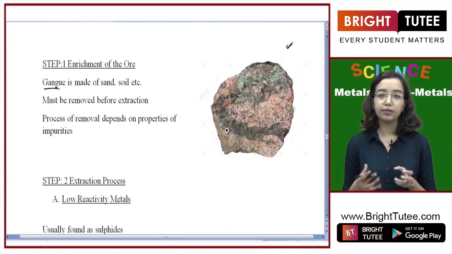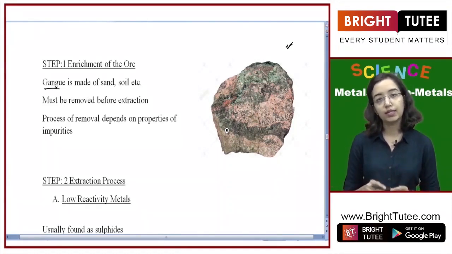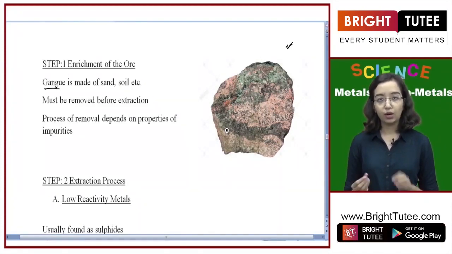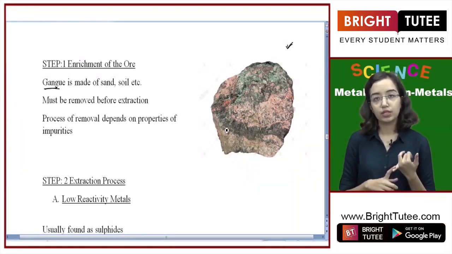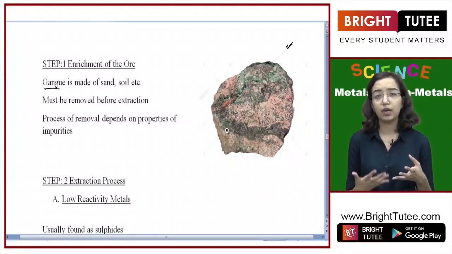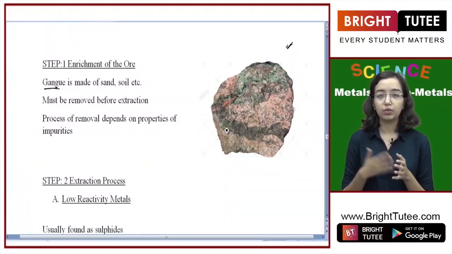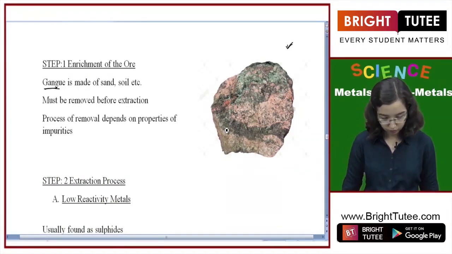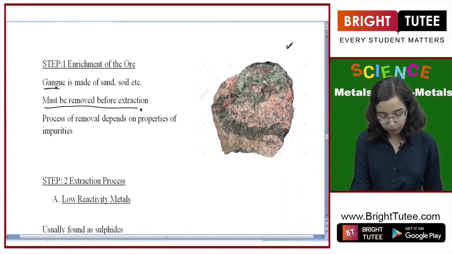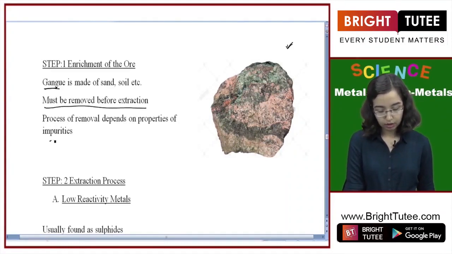To remove it, there are different kinds of processes. One example is that sometimes we convert the ore into molten form, and all these impurities are very light. That is why they float on the top, and then they can be removed. So one option is melting the ore. There are different options based on the impurity. Based on the physical and chemical properties of the impurity, we choose the process for refining of this ore. They must be removed before extraction. The process depends upon the properties of the impurity.